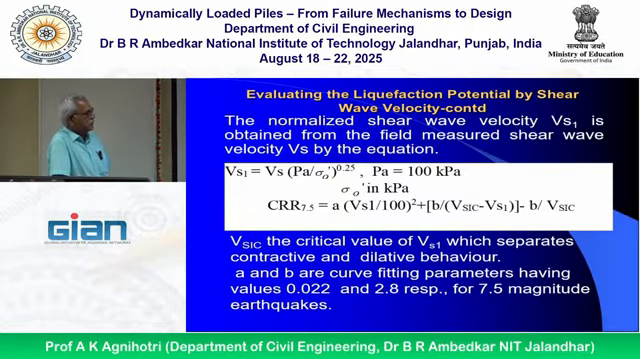A Vs1 upon 100 plus B, times (Vs1C minus Vs1) upon (Vs1C), where Vs1c is the critical value of Vs1, which separates contractive and dilative behavior. A and B are curve fitting parameters having values 0.022 and 2.8 respectively. So A and B values have been recommended by researchers like this for 7.5 magnitude earthquakes.